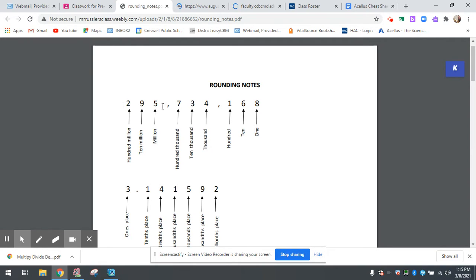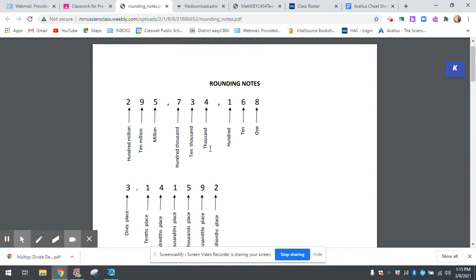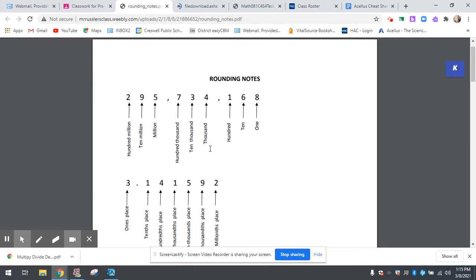So the way that you would read this number is 295,734,168. The 8 in the ones place is only worth 8, but the digit 6 in the tens place is really worth 60. With a 1 in the hundreds place, you really have 100. So that's the rundown of place value. I could explain more if you want to schedule a meeting with me if you don't understand it.